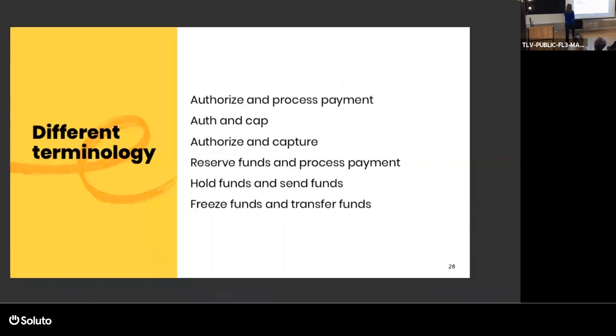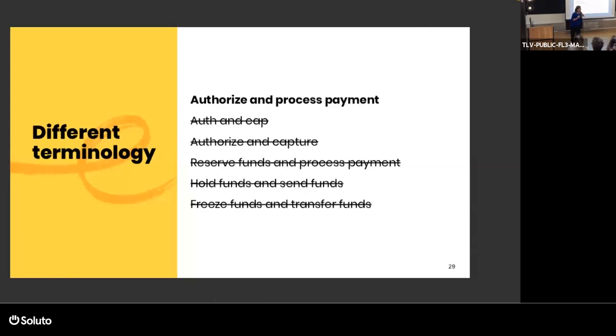So we discussed authorize and process payment. Auth cap, seems like a cuter version. We're high tech and all that. Authorize and process payment, reserve funds, hold funds, freeze funds so that both sides know they'll for sure be there at the end when there's a final price. Anyone want to guess this one? We went with authorize and process payment.